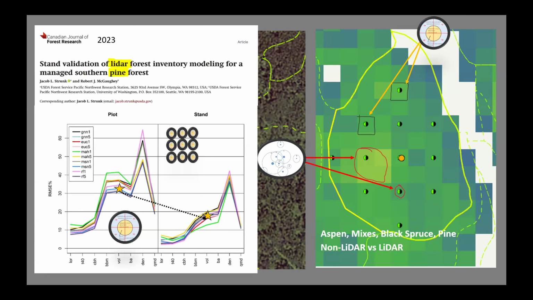Now I've put a star at volume. And on the right panel, the same information is presented at the stand level. And then I've created a dotted line to connect these two stars just to highlight the reduction. So the root mean square error here goes from, say, 35% to 18% from the plot level to the stand level. And I think the key insight here is how to deal with sampling error.